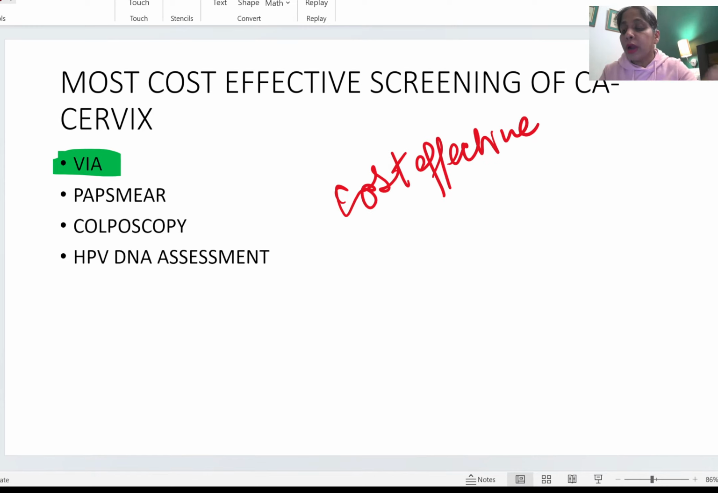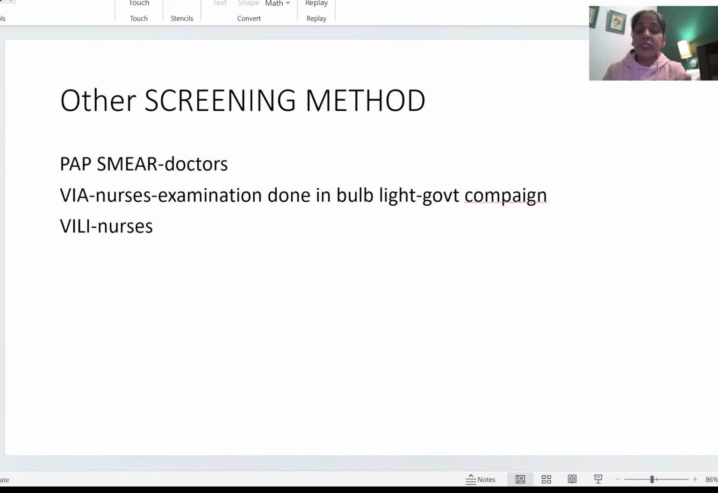What we do, we apply acetic acid on the cervix, and thus we see if there is any malignant lesion or pre-malignant lesion, then very soon it will turn white. Then we will do the confirmative biopsy. Other screening methods which can be used is VILI, visual inspection with Lugol's iodine. But since it is not so common, we don't do it. We only do pap smear.